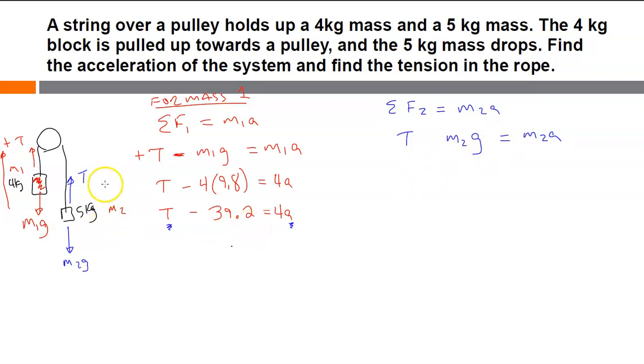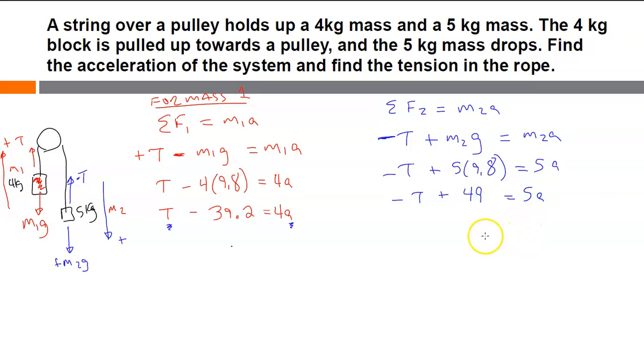The direction of motion is down. So down is positive. This guy gets a plus sign, this guy gets a negative sign. And that's going to look like this in my equation. I fill in what I know. That mass was 5 kilograms times 9.8, and that's equal to 5 times a. I don't know a. But here I'm going to have 49 minus T equals 5a, and that's as good as it's going to get.